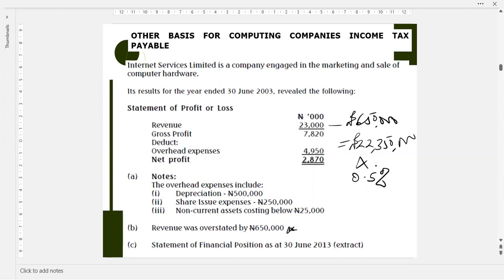What do I have? Multiply by 0.5%. So I have 107.50. I have 111,750. I have 111,750 as what? As my minimum tax, using the minimum tax basis.